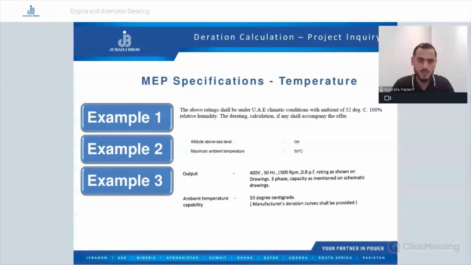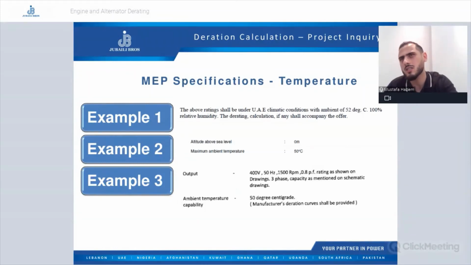These are examples of how the consultant usually specifies the required operating temperature. The first example, they're asking for operating at 52 degrees Celsius. The second example is 50 degrees. And the third example is also 50 degrees. In many cases, they usually ask for 50 degrees Celsius, which is the peak temperature in UAE.